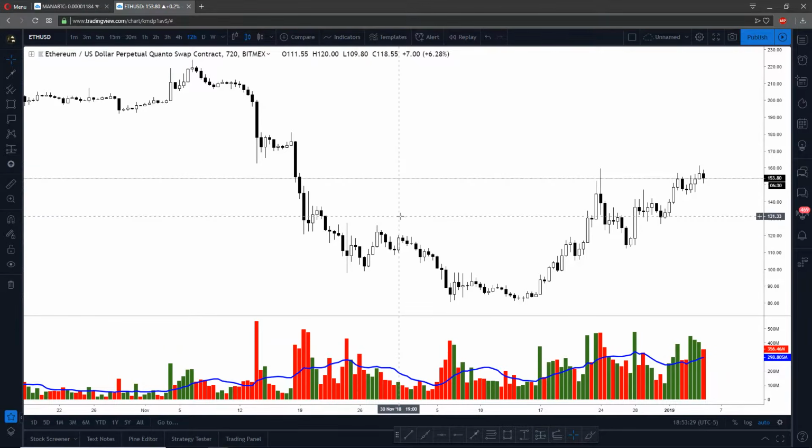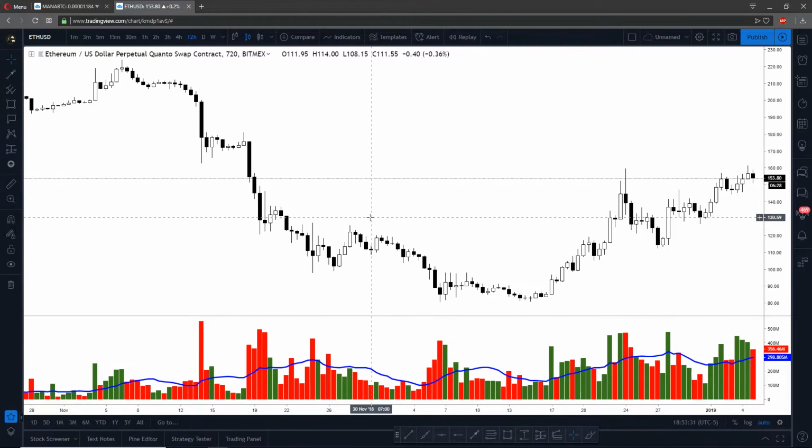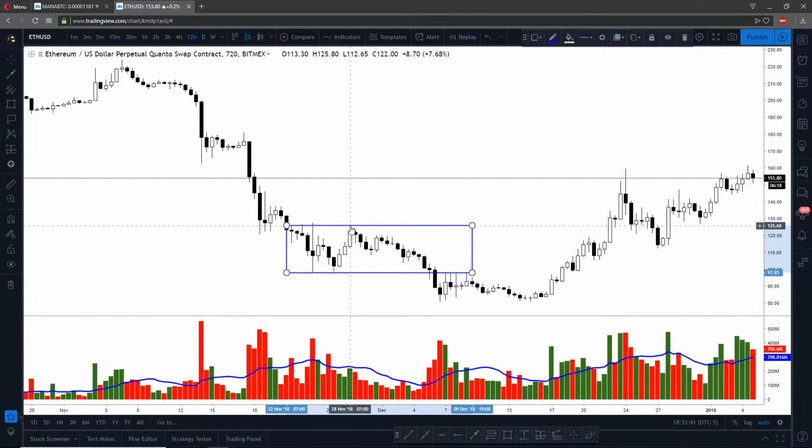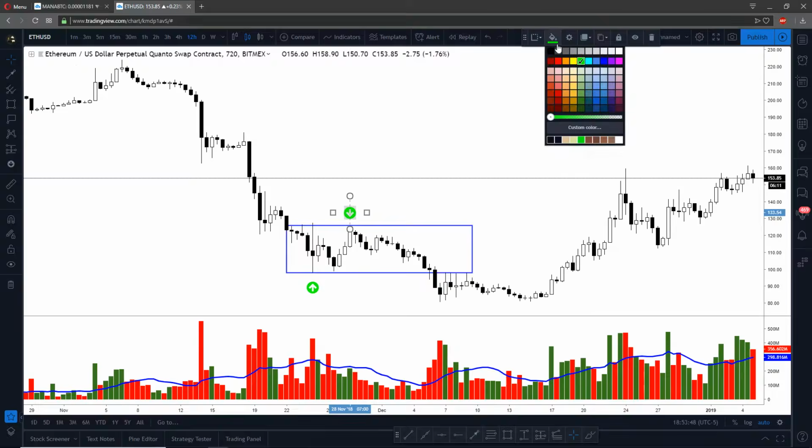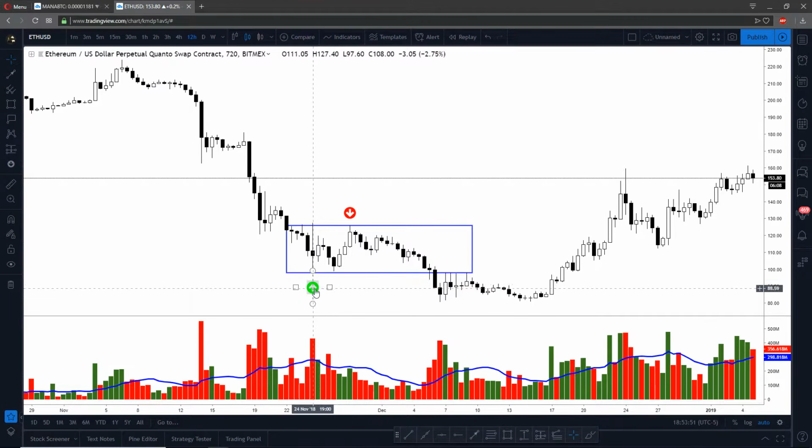That would be right here, I believe. So on a 12-hour, we see here accumulation low by this fractal, accumulation high from this fractal. This is your up fractal. This is your down fractal. We have high volume on the up fractal, lower volume on the down fractal. All good signs of an accumulation low.